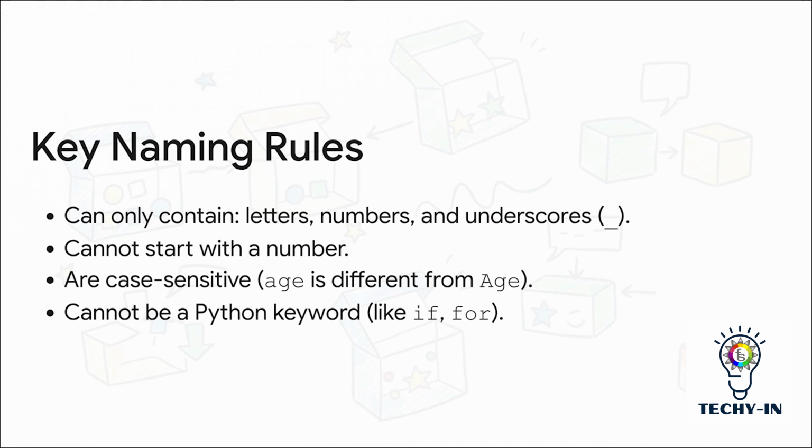So, when it all boils down to it, you just need to remember these 4 things. Stick to letters, numbers, and underscores. Always start with a letter or an underscore. Remember that capitalization matters. A lowercase age is a totally different variable from an uppercase age. And finally, just avoid using words that Python reserves for itself, like if or for.